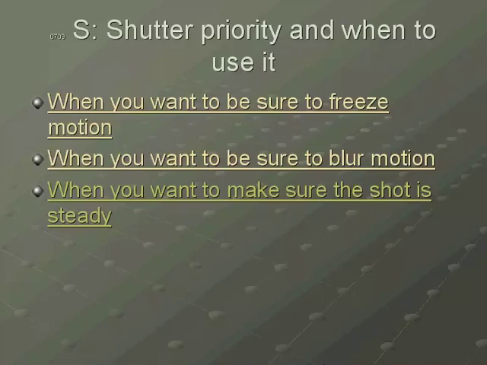The other semi-manual mode is shutter priority mode. You use it when you want to be sure to freeze motion, when you want to be sure to blur motion, and when you want to make sure that the shot is steady. The overall shot, that is. Here's an example of each of those instances.